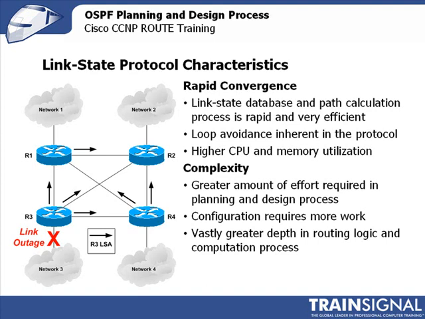The downside is, because of the path calculations, there is higher CPU and memory utilization. Another thing that comes as a result of that is that link state protocols have a great deal more complexity. There's a lot more work and planning required in order to be able to efficiently use the protocol. There's a lot more that has to be done. The configuration is more complex. There are more moving parts. There are more settings that have to be taken care of. And there's a great deal more depth in terms of routing logic and computational processes.